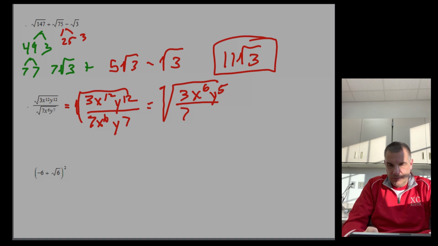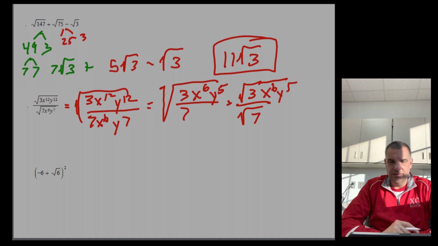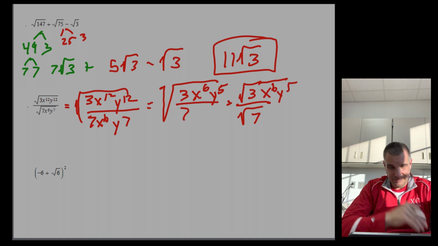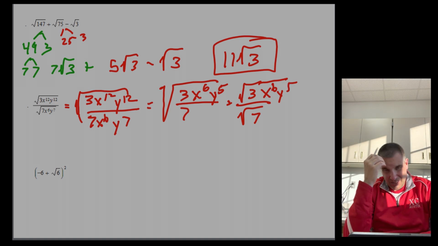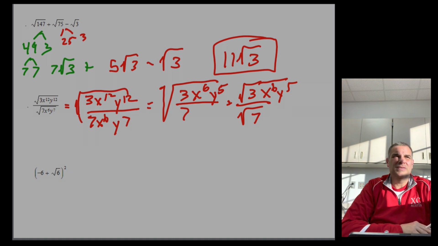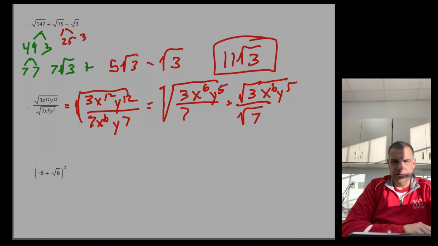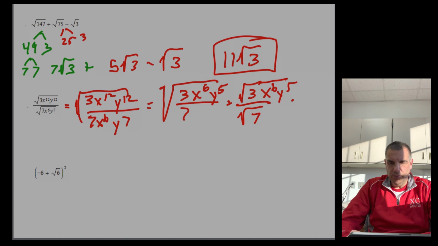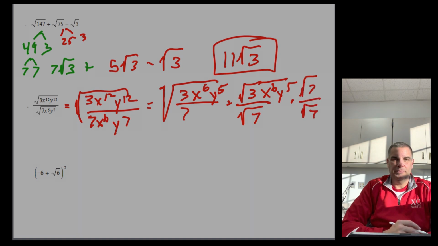So now we can rewrite this as the square root of 3 over the square root of 7, or we could rewrite it as the square root of 3 x to the 6th y to the 5th over the square root of 7. We don't like square roots in the denominator, so how do we get rid of them? We multiply by the square root of 7 over the square root of 7.